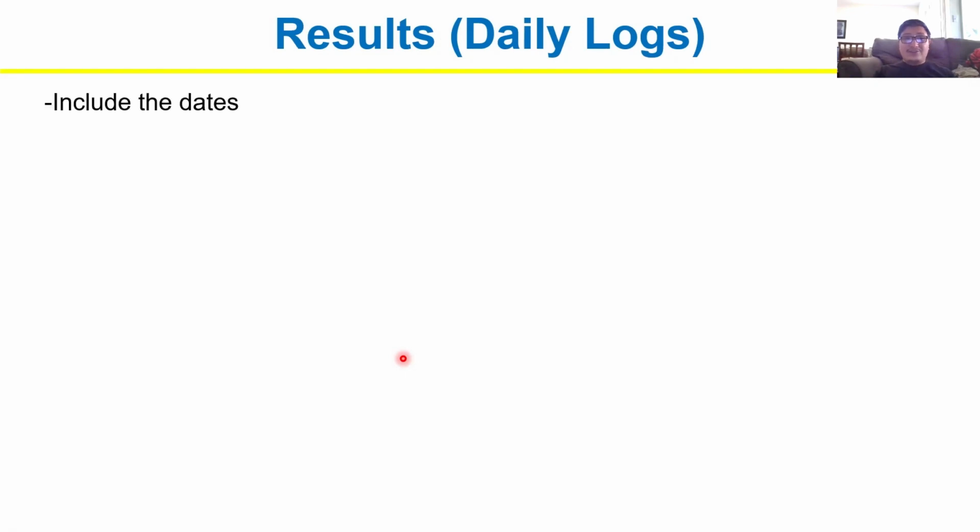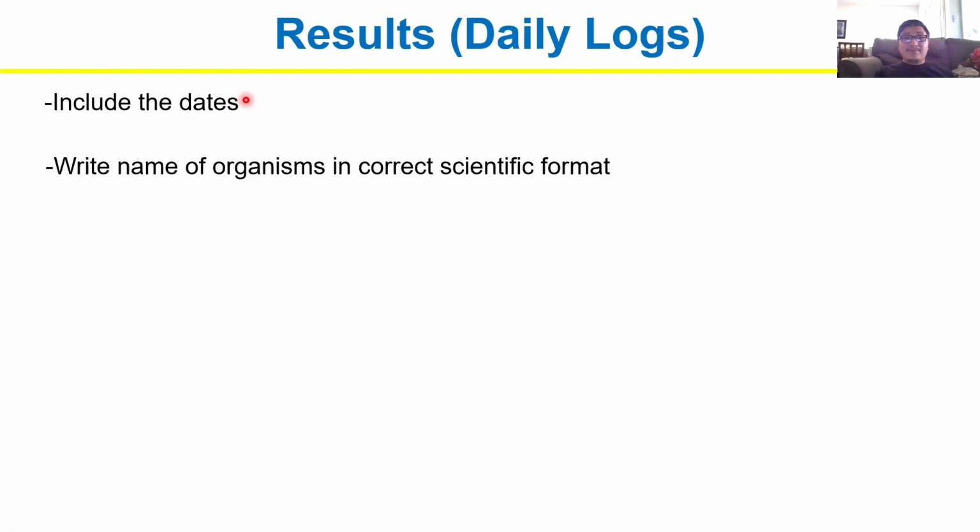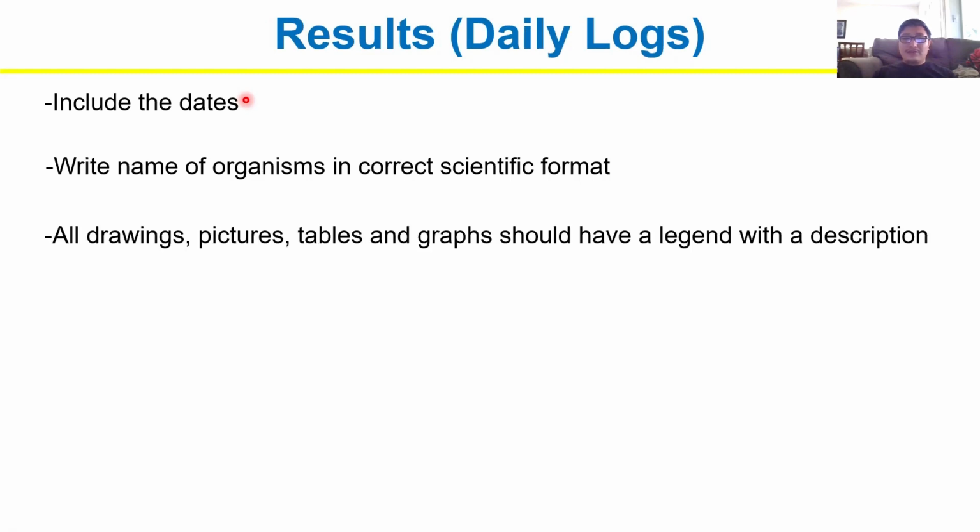The first thing I want you to include is obviously dates. You need to date every entry, whether that's a drawing, an observation, or any notes; everything needs to be dated. Write the name of the organisms in correct scientific format. What that means is the genus needs to be capitalized, the species lowercase, and it needs to be either italicized or underlined. So make sure that you do everything in the appropriate scientific format.